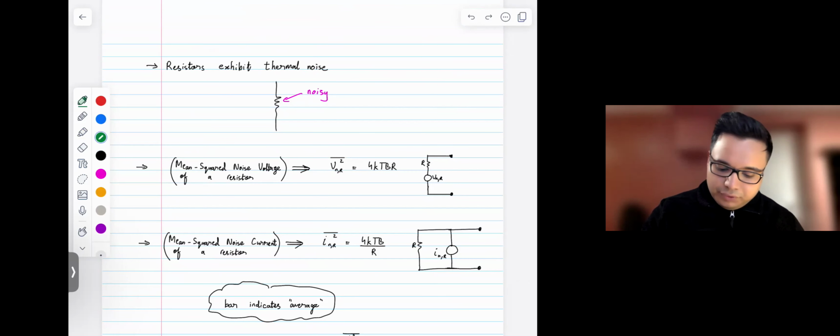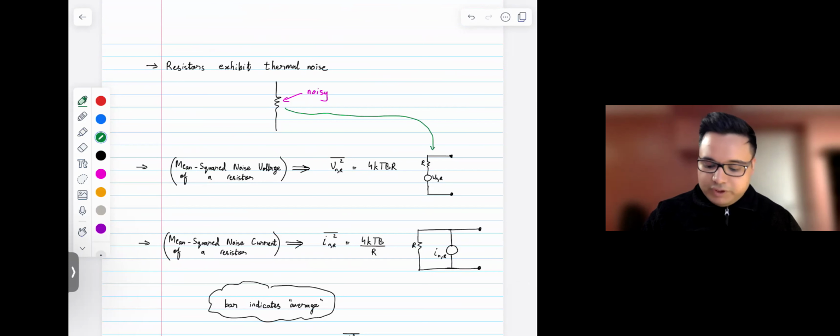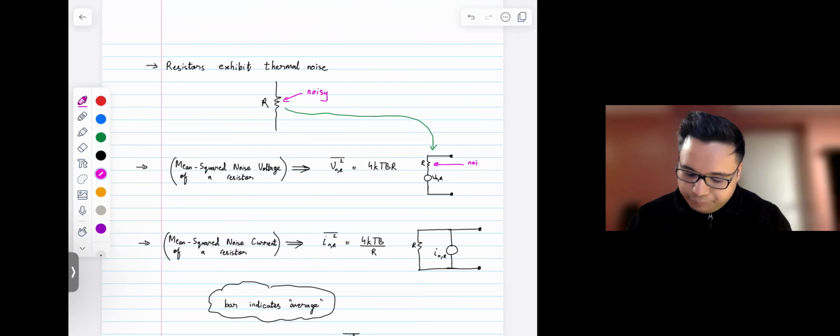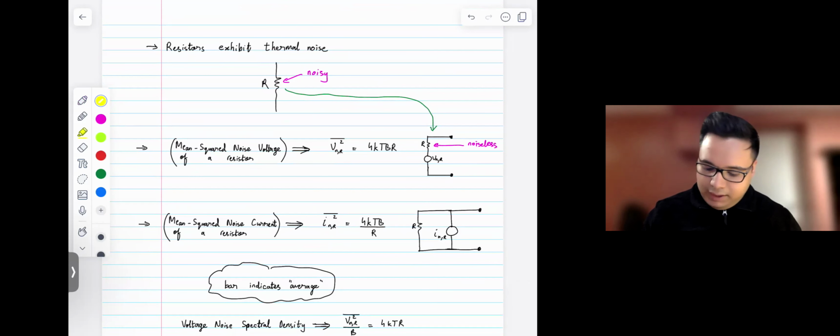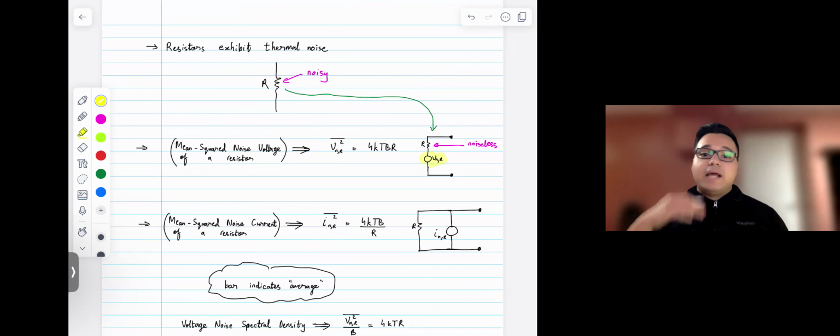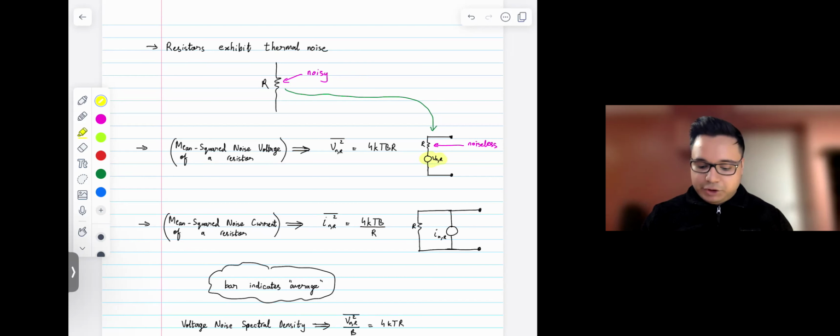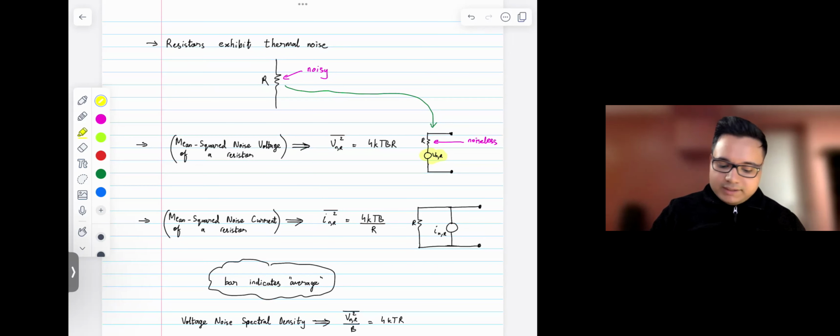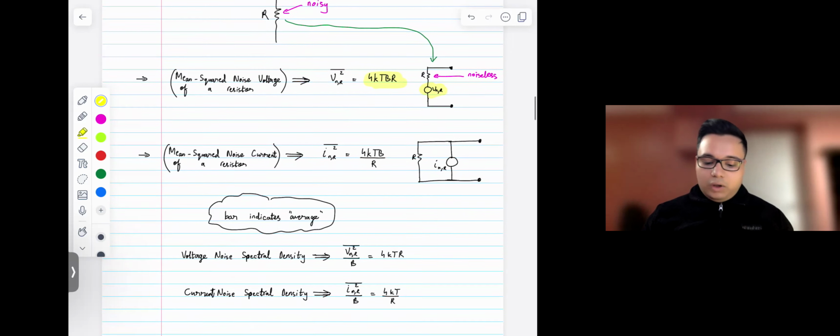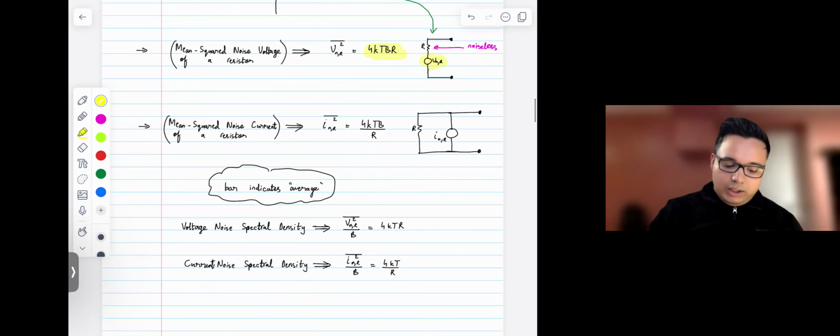All right, so resistors exhibit thermal noise, and if you want to model thermal noise in a resistor, you could replace a noisy resistor with a model like this, where you have a resistor of an equivalent resistance R, but it's noiseless, in series with a noise voltage source. This voltage source models the thermal noise in a resistor. What we would find out later on is that the average noise voltage in a resistor is 4kTBR.